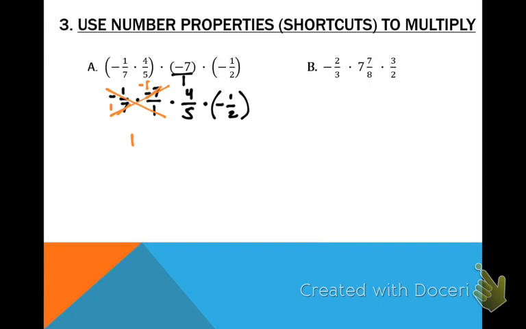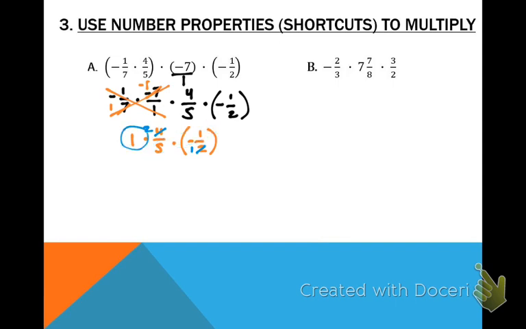Now everything else we're going to drop it down. So bring down times 4/5 and times negative 1/2. Looking at this next section right here, is there anything that I can cross reduce in that part? The 2 and the 4. The 4 will become a 2 and the 2 will become a 1. Okay, now is there anything I can cross reduce this way? No. Nope.